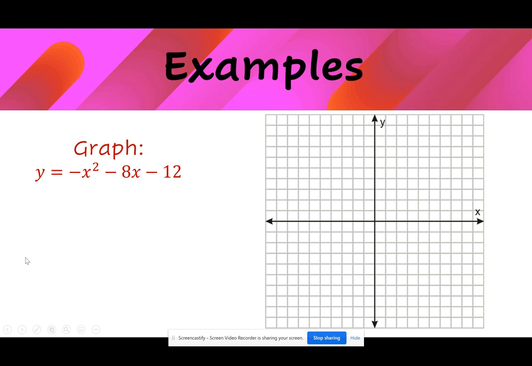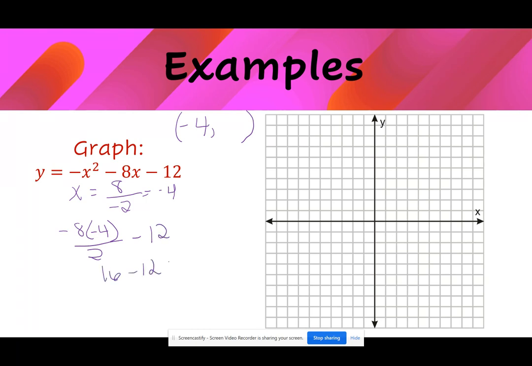Now let's look at one where there's a negative in front. First, find your vertex. Negative b over 2 times a gives us negative 4. Plug it back in. Negative 8 times 4, negative 4 divided by 2 plus c. Positive 32 divided by 2 is 16 minus 12 gives us 4. So our vertex is negative 4, 4.